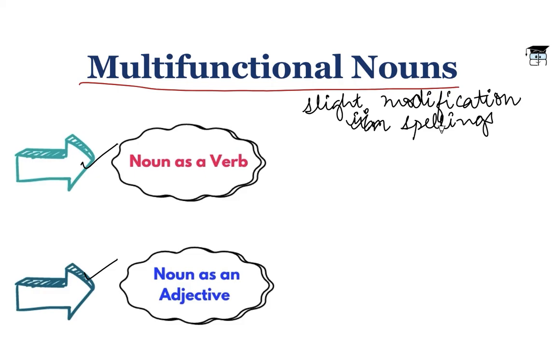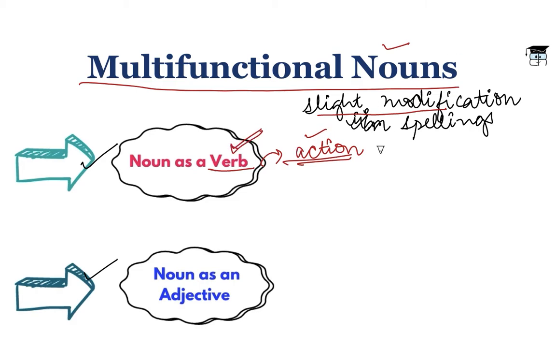Now let us start with the first one, which is noun as a verb. We all know that a verb symbolizes an action taking place. When we're talking about verbs, we're talking about some action taking place, right? So whenever you find a noun's spelling altered to such a form that it now depicts a work or an action taking place, that noun has taken the verb form. Whenever the spellings of a noun are slightly modified and they now depict an action taking place in the sentence, that noun has changed into a verb.